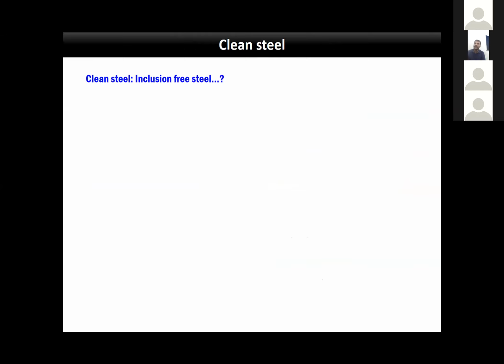So coming to the clean steel, somebody says that clean steel is nothing but an inclusion free steel. The non-metallic inclusions are the foreign particles which are generated inside the steel during solidification or during the refining process, which need to be effectively removed. But complete removal of inclusions is obviously not possible, so you can only control the inclusions. So that is one aspect. But many people think that inclusion-free steel is a clean steel.